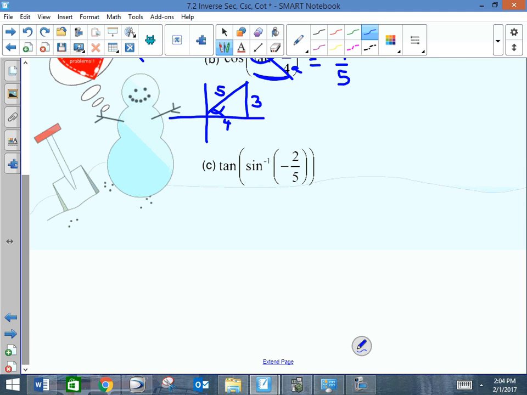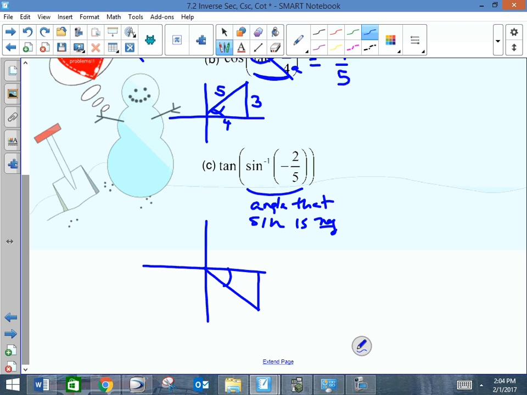All right, so let's do this one. It's very similar. This is some angle right here that has, what do we know about that angle in that parentheses? Sine is negative. Okay, so remember our two choices for sine are first and fourth. Okay, which one are we in? Fourth, okay? So here we are. We can call that whatever we want to call it. So let's call it x. Okay?